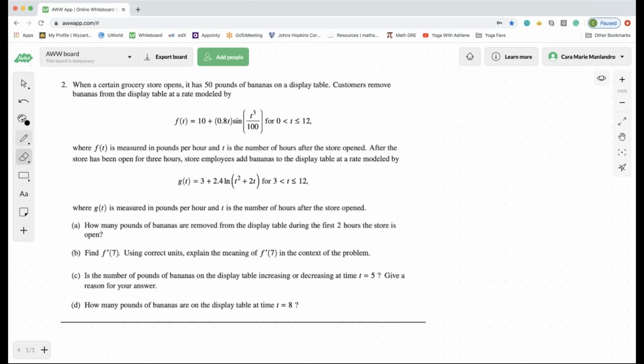Okay, so when a certain grocery store opens, it has 50 pounds of bananas on a display table. Cool. And then we're removing them by this function, and then we're adding them by this function. For the first question, how many pounds of bananas are removed from the display table during the first 2 hours? All right, so what do I want to do with this?